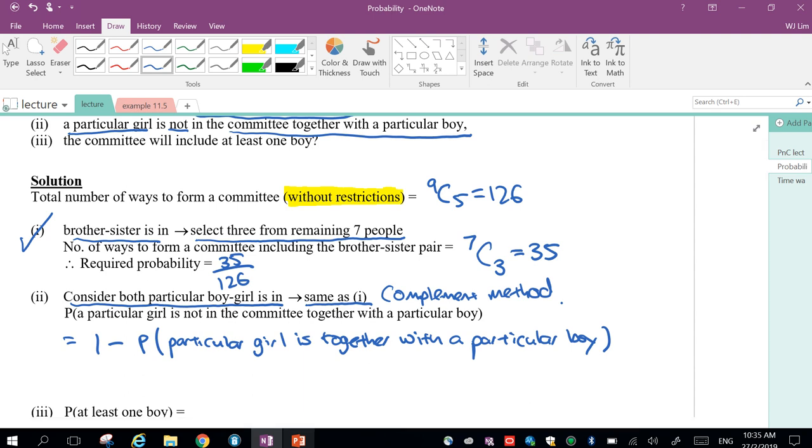Okay, you want the particular girl not to be in the same committee as the boy. It's 1 minus probability both are inside. Okay? If the particular boy and girl are both inside the committee, this is the same as part 1. Right? The same as part 1. Okay, so it's 1 minus 35 over 126. So that gives you 91 over 126.